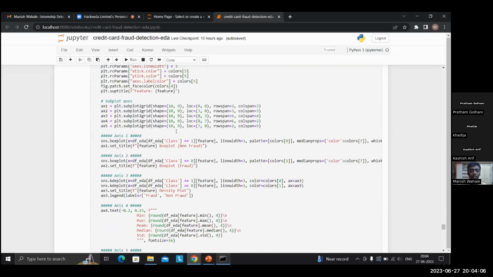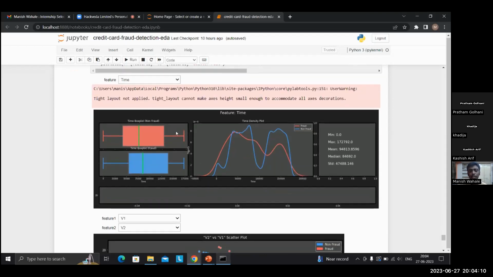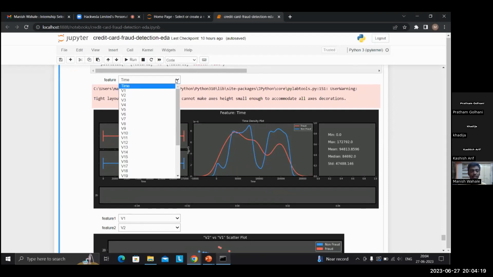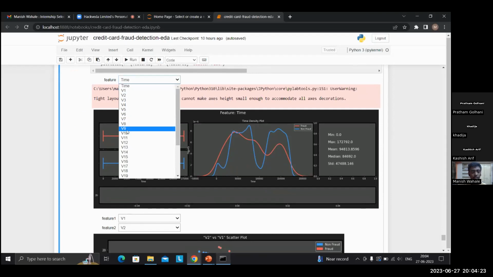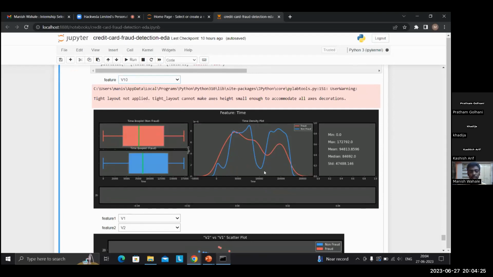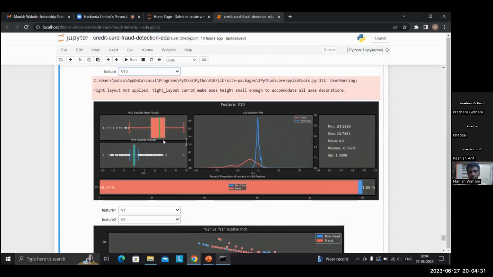For our simplicity, I've also created a dashboard for each feature, so we can clearly see the box plot of the feature, the density plot, and the statistical information about the feature. For example, here it is displaying the time feature. We can check for V10, so it will show us the V10 feature plots.